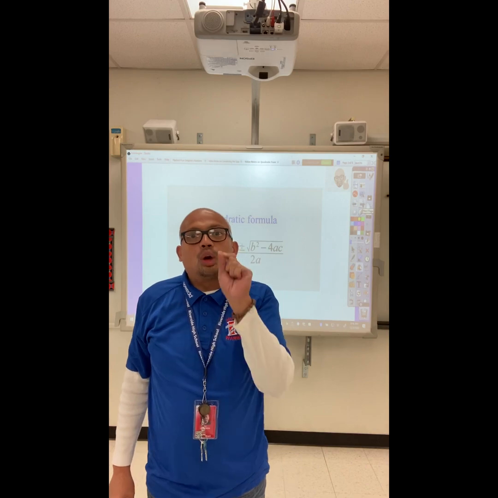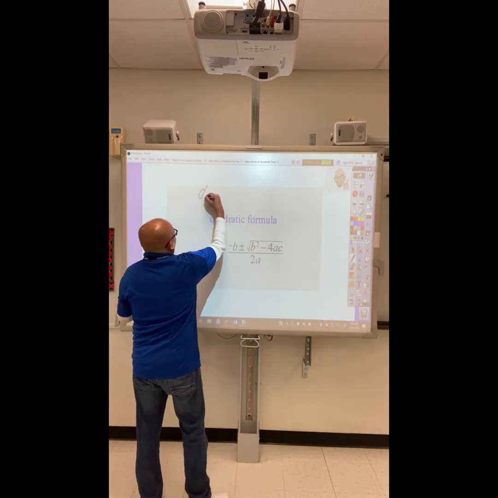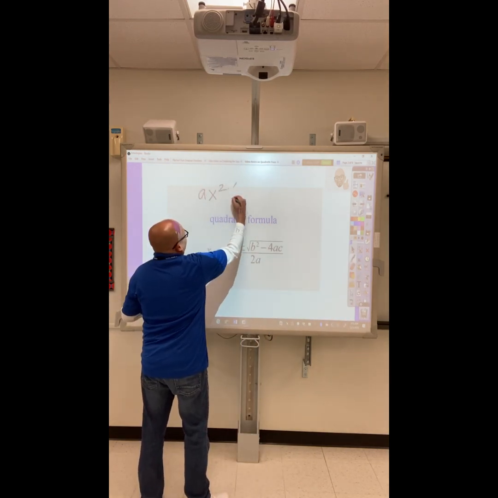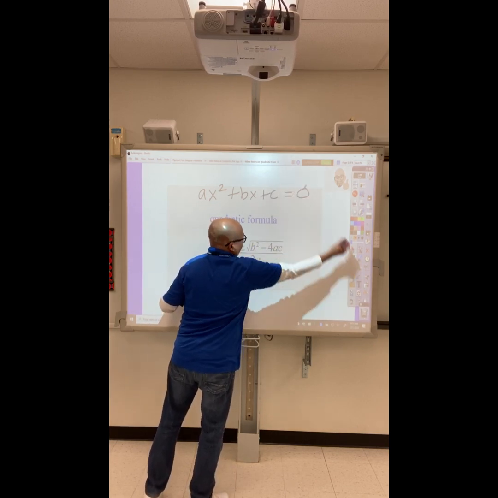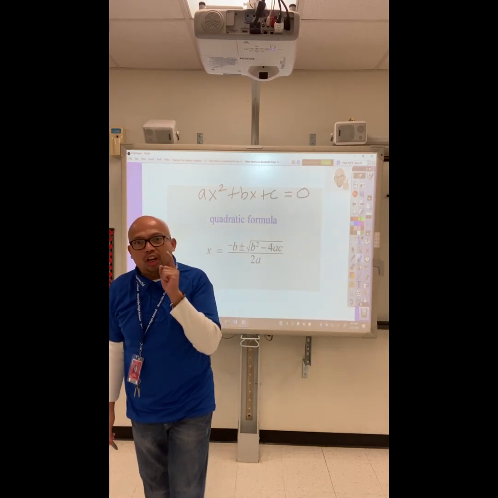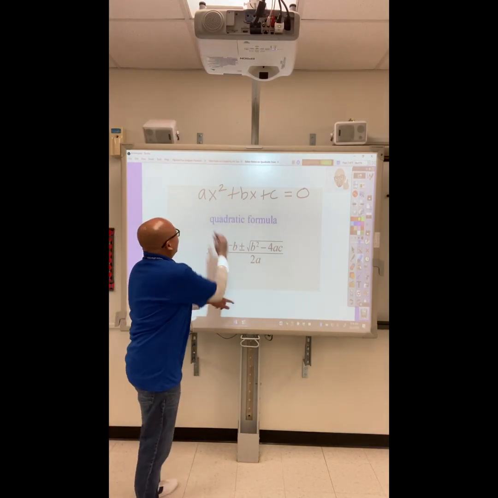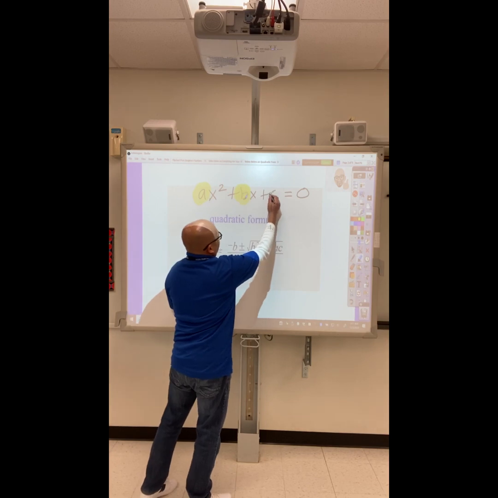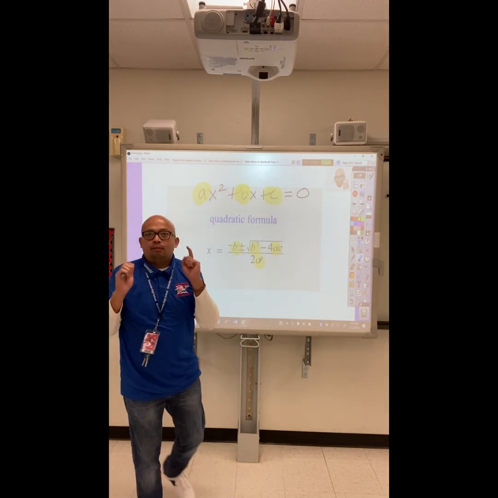Again, the quadratic formula is a formula to solve quadratic equations. The quadratic equation has to be in standard form. What is standard form? Standard form of a quadratic equation is ax squared plus bx plus c must be equal to 0. The coefficients in the equation will be the ones that you plug into the formula. This is the a, that's the b, and that's the c. That is what you need to plug into the formula.